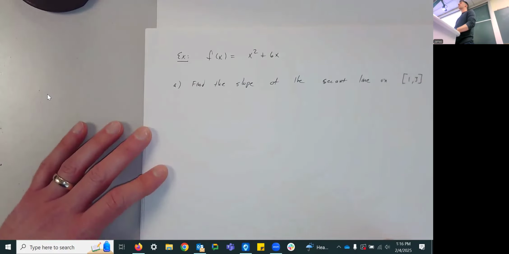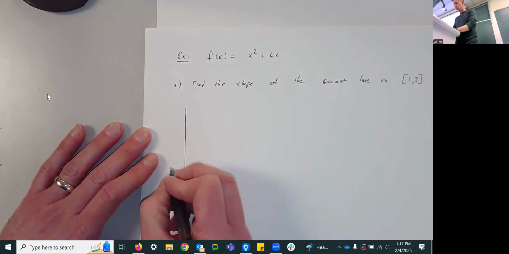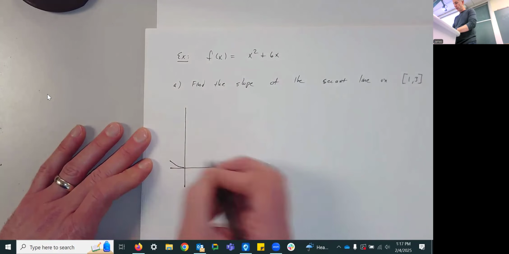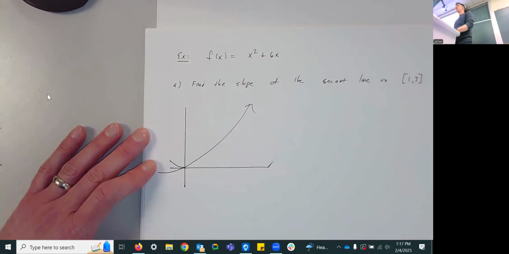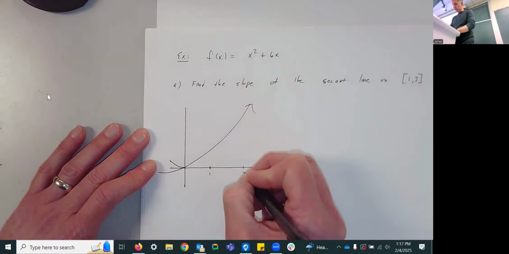Let's draw it. You don't always have to draw it, but it's good to draw it here. I don't know exactly what this looks like, but it's some sort of parabola. If there's something else going on over here, I don't really care. It's got this kind of shape, vaguely, from 1 to 3.